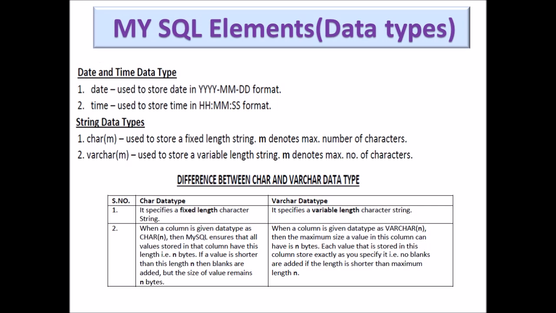Okay, let's talk about the string data type. The string data type is used to store alphabets. One classification is char. Char takes a parameter, that is M. It is used to store fixed length strings. M denotes the maximum number of characters we are storing in that particular value.